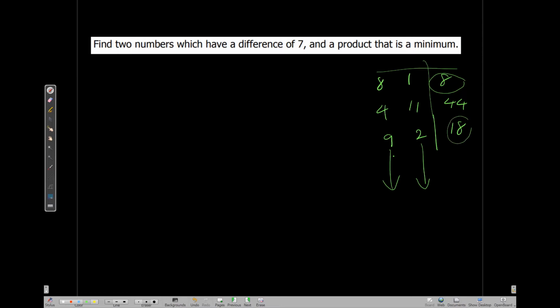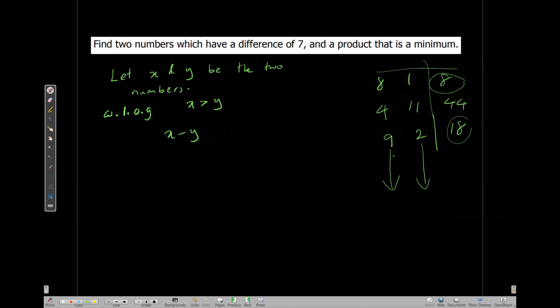Now you cannot draw anything, because this is not a practical kind of application. This is more number theory application. So this is how you start. Let x and y be the two numbers. Now x and y cannot be the same, because if x equal y, the difference is 0. So without loss of generality, we can assume one number is larger than other. So we have x minus y. See, this is without loss of generality. So x minus y equals 7. That's the first thing we know.